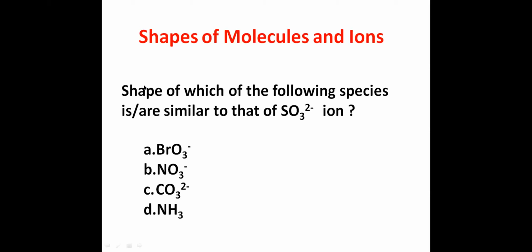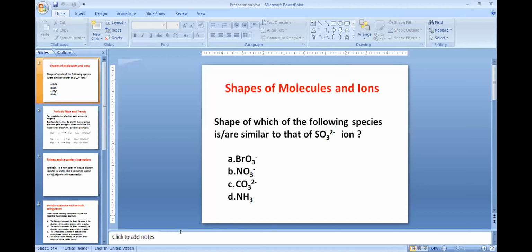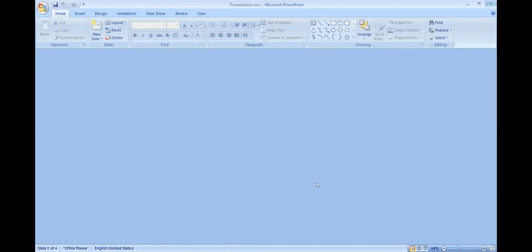CO3 2 minus. CO3 2 minus cannot be included. Yeah. So the answer is BrO3 minus and NH3. Okay, very good. The answer is A and B. Yes. Okay. This and D.